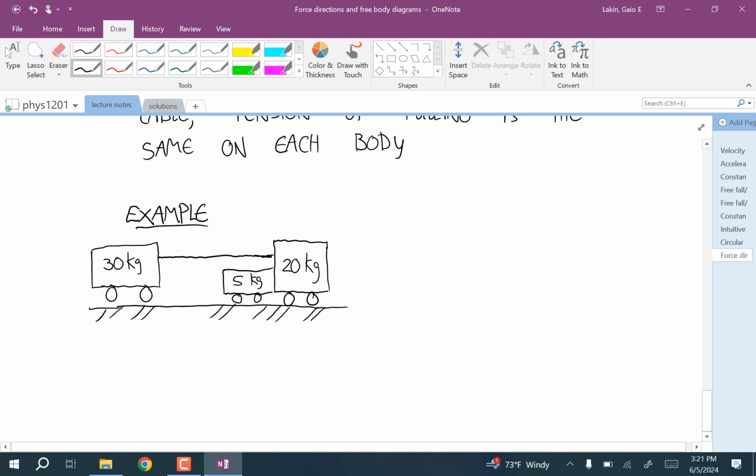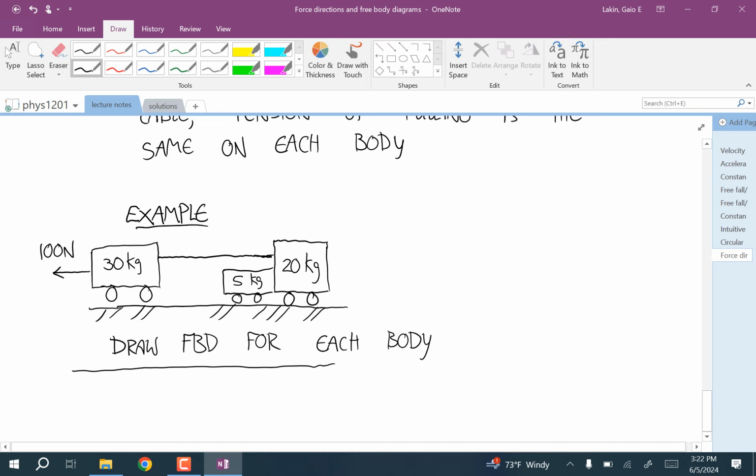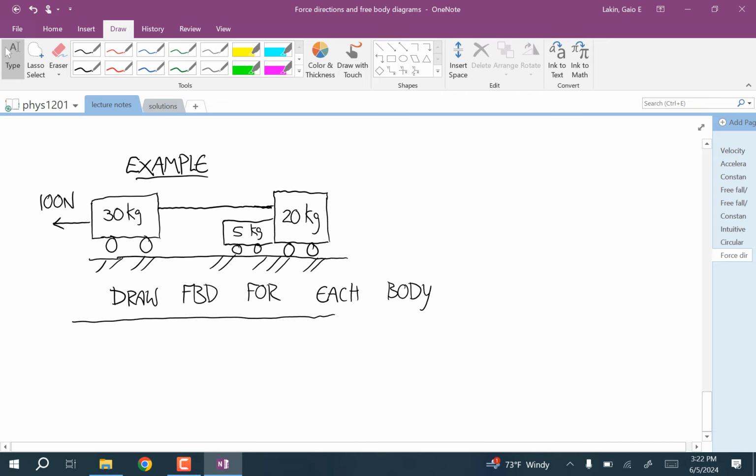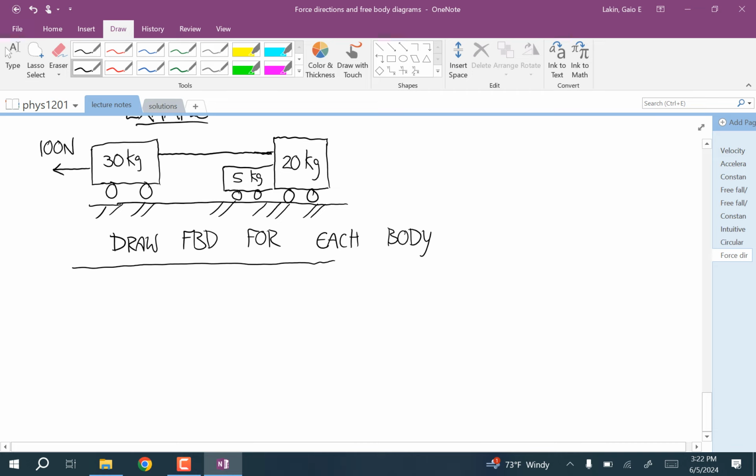And it looks like these are hovering off the ground. Those are supposed to be rolling, though, that my wheels just didn't make it down there. And let's say that there's a force applied this way of 100 newtons. And we want to draw free body diagrams for each of these bodies. Okay, well, I'm going to start with the 5 kilogram.